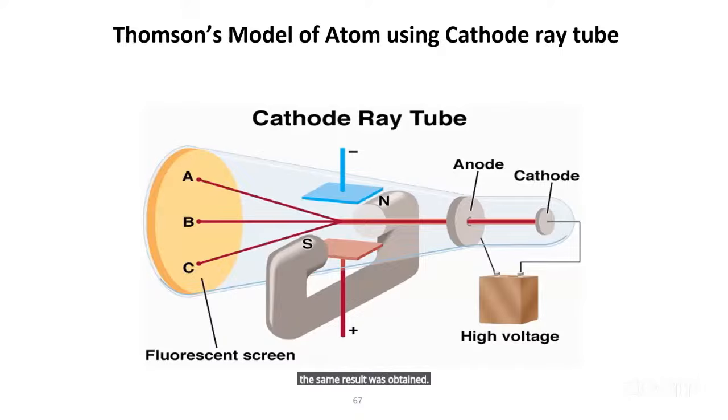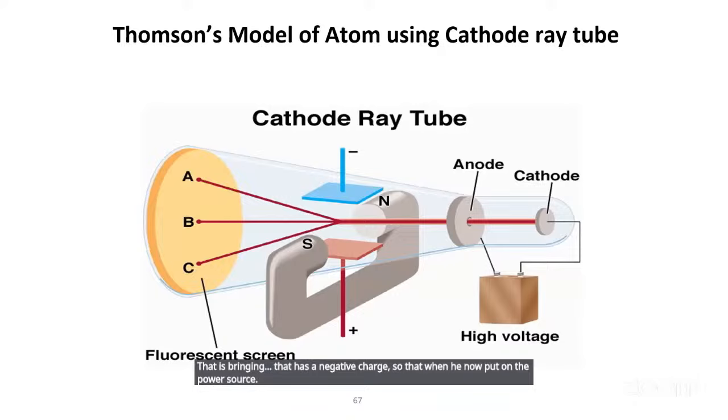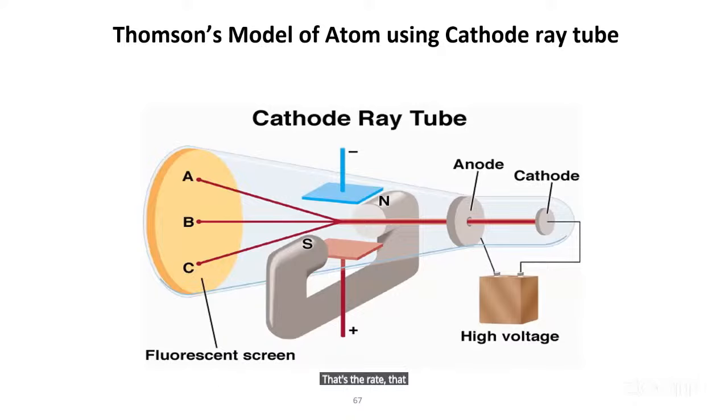And so he concluded that, since everything is made up of atoms, even the plates that he is using are atoms. That means that there is something in that plate that has a negative charge, so that when he put on the power source, that negative charge starts coming out as a ray. And that is why he is having the result that he's having. Again, he concluded that the particle has a negative charge.